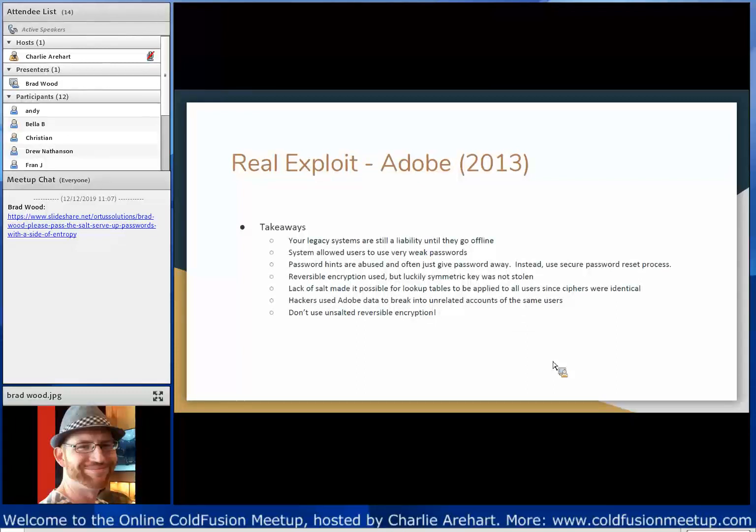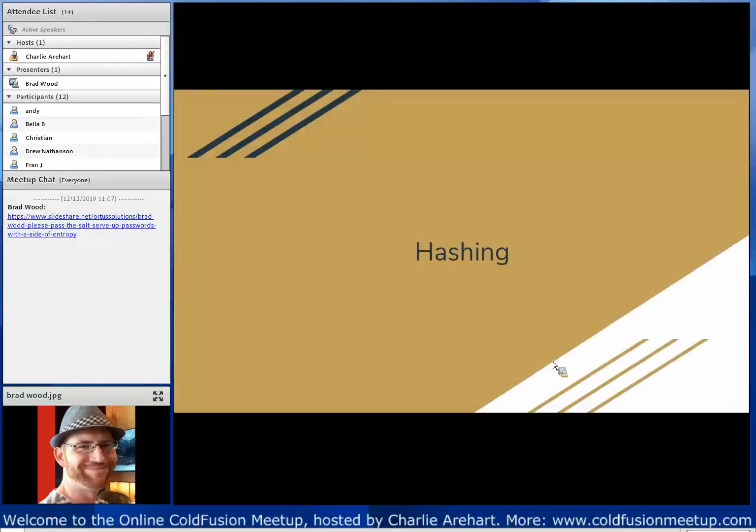It's not that hard. And of course, hackers use this Adobe data to break into unrelated accounts of the same users because people reuse passwords. And the takeaway is don't use unsalted reversible encryption.